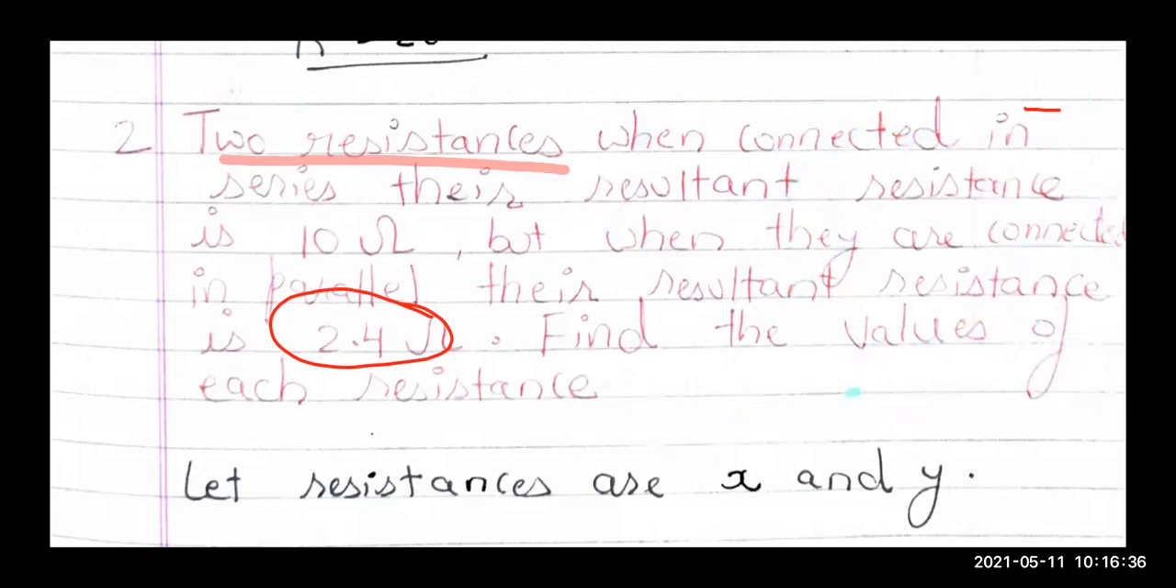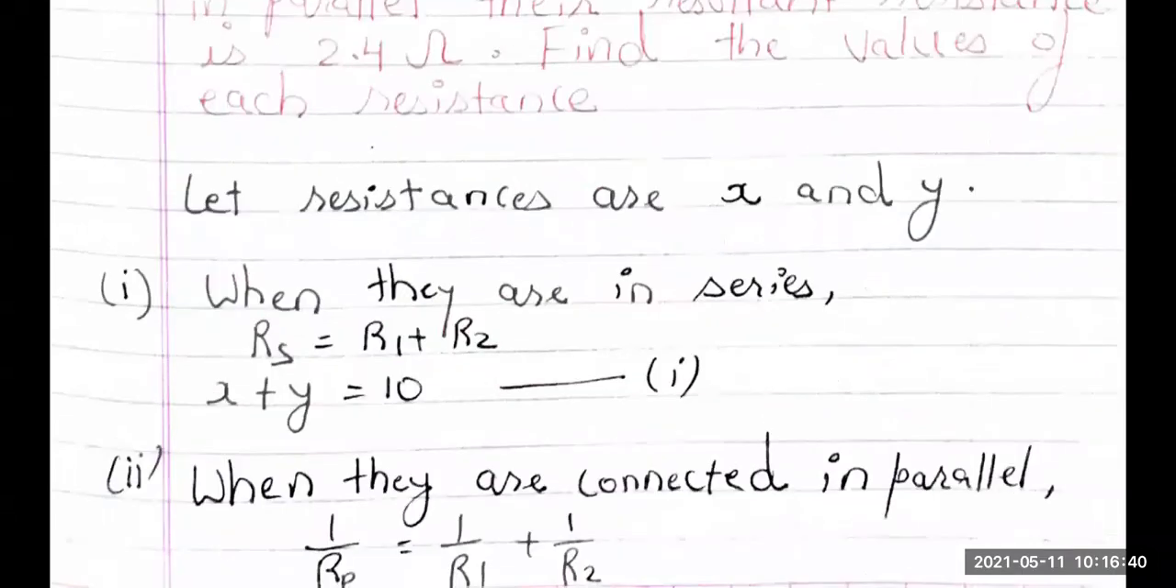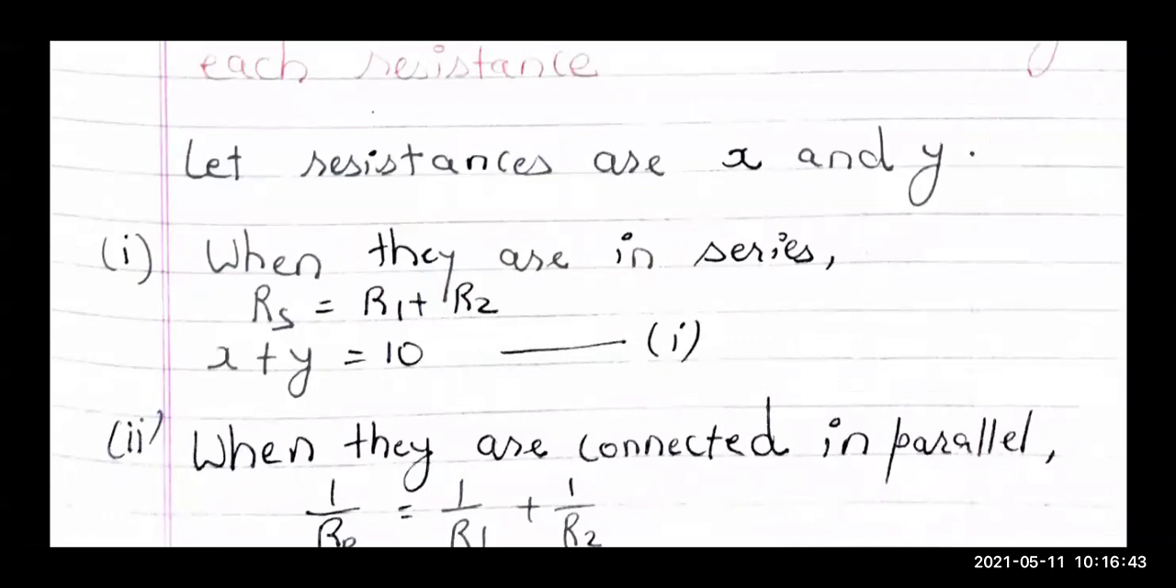So starting with the solution, we are supposing the two resistances to be X and Y. When they are connected in series, the formula is Rs equals R1 plus R2. But when they are connected in series, their resultant, their answer, is 10. So X plus Y is 10. This is equation number 1.